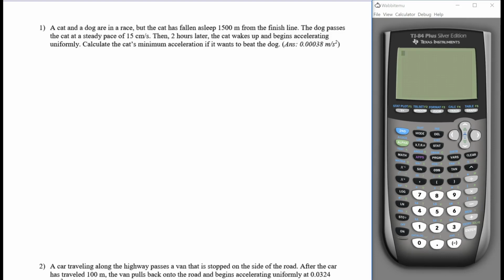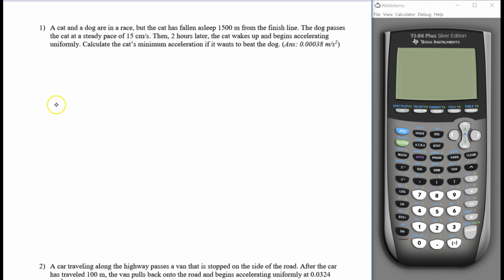Here's a problem with a dog and a cat in a race. Whenever there are two objects in a race, there are certain things that will be the same, like some time. They might have the same time. They might be traveling the same distance. So those are things to pay attention to. It helps me think about the problem when I draw a picture.